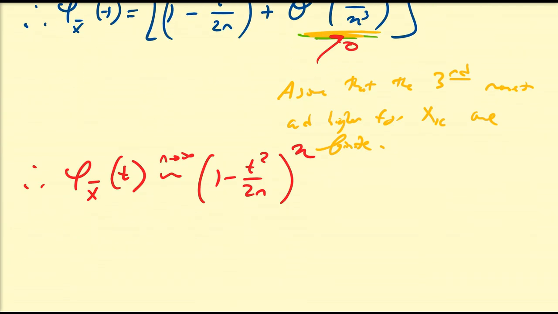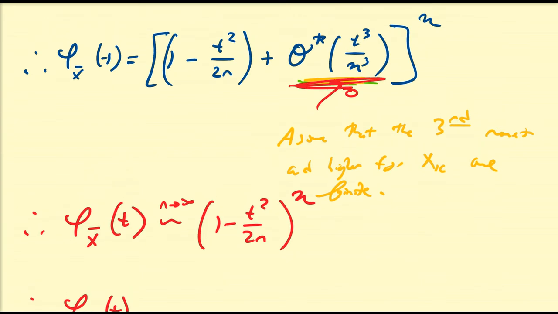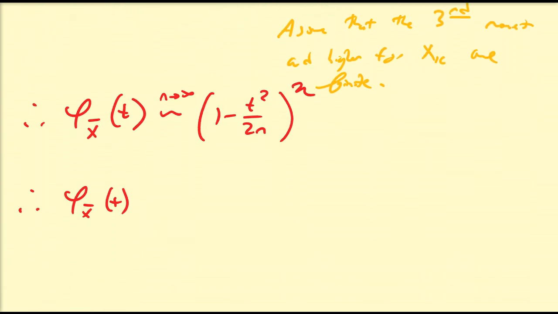So now let us look at these terms in terms of n and see where they go as n goes to infinity. So we're going to rewrite this. So phi x bar of t. So we're still taking the n that goes to infinity. We've just taken care of that term. So this is going to be asymptotic as n goes to infinity to what? So this is going to be 1 minus, so we can rewrite this as 1/2 t squared divided by n, all raised to the n.